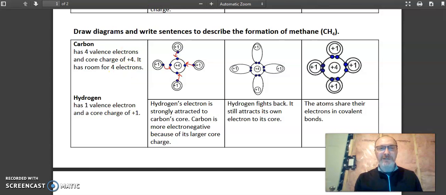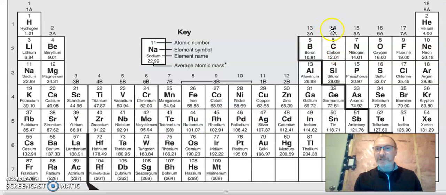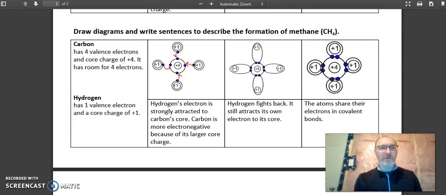So when we look at carbon here, it's in group 4A. So that, again, the group number is going to tell you the number of valence electrons and the core charge. And so this is why we noted that carbon has 4 valence electrons and a core charge of 4. In the diagram you can see 1, 2, 3, 4 valence electrons, each at top, bottom, left, right, like we learned in class. And then there's its core charge there, +4.